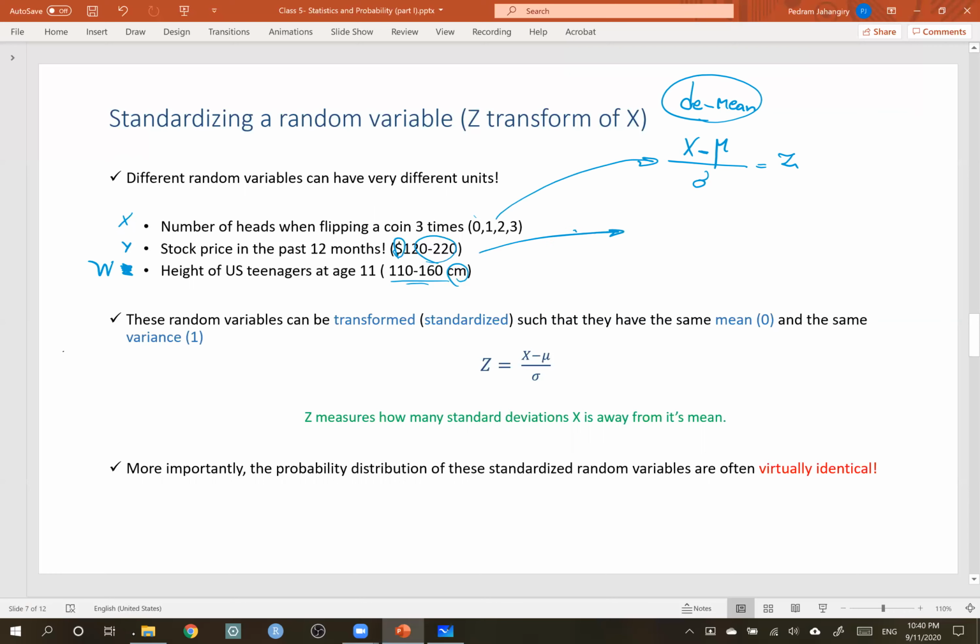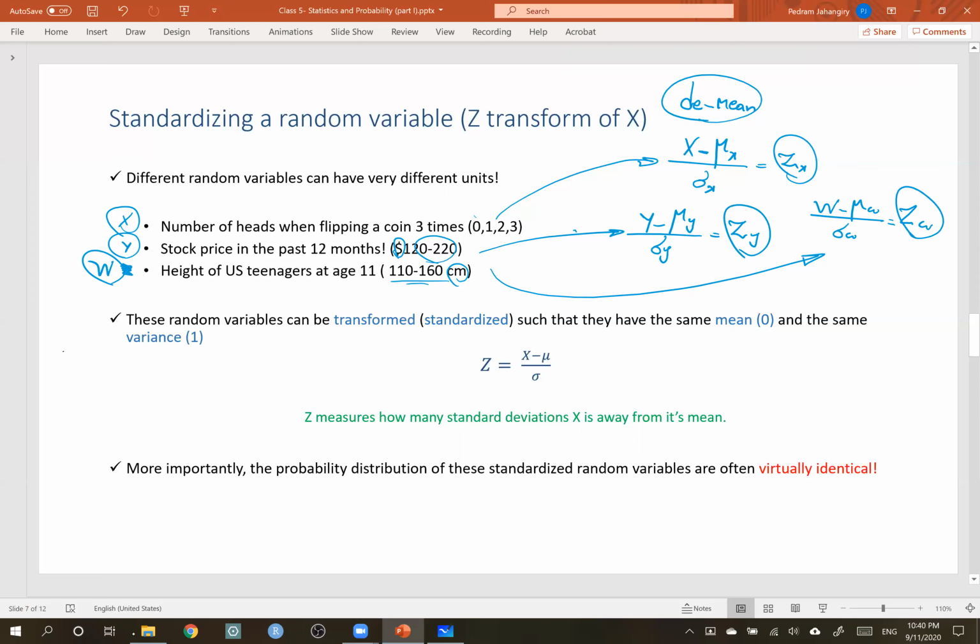For the second one, you do something like y minus the average. So let's call it mu x. You know that these mu's are different. So let's call it sigma x, sigma y. We can call it z y, z x. And then finally, for the third one, we have w minus mu of w, the average of w, divided by the standard deviation of w. This is z w. Now I could not compare x with y with w because it didn't make any sense. However, I can compare z x, z w, and z y. So that's the beauty of Z transformation or standardization, right?